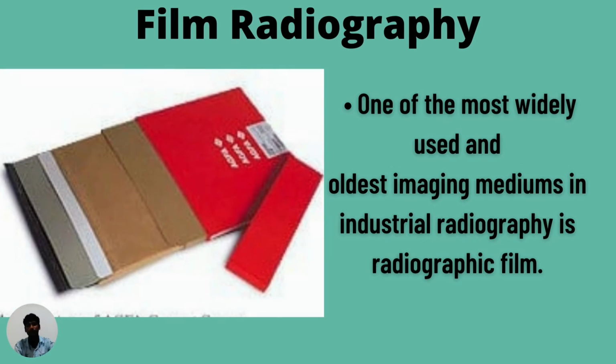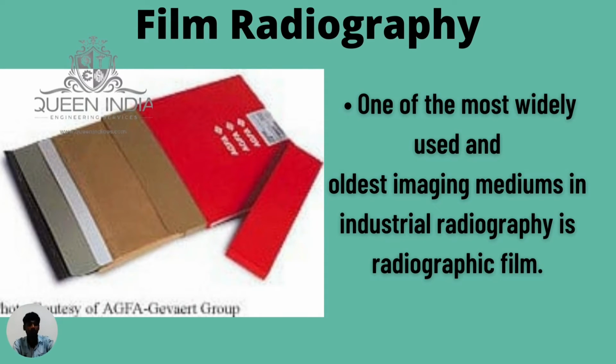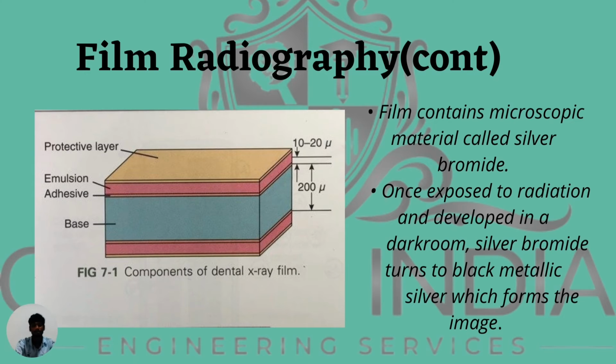Now we'll move to film radiography. One of the most widely used old imaging mediums is film radiography. The film is placed under the specimen. There is a protective layer, and the emulsion contains a microscopic material called silver bromide. The emulsion lies under the protective layer, on the base of the film.